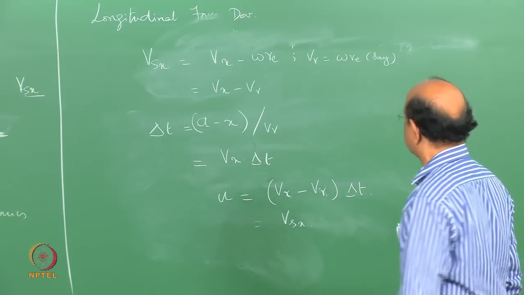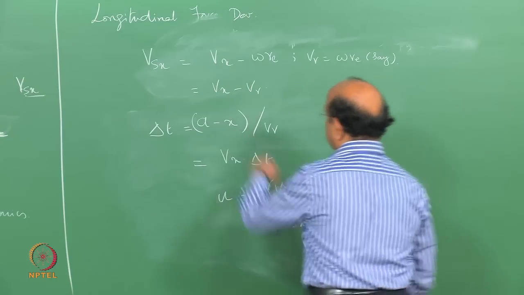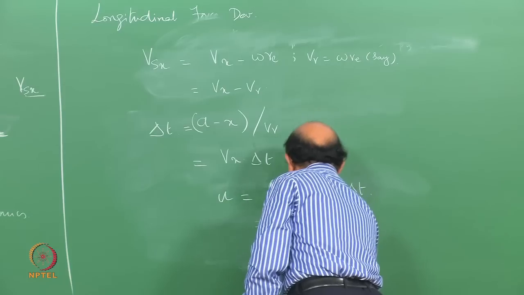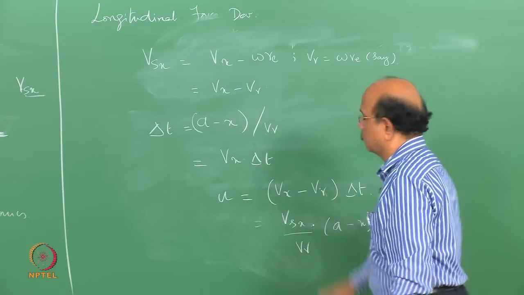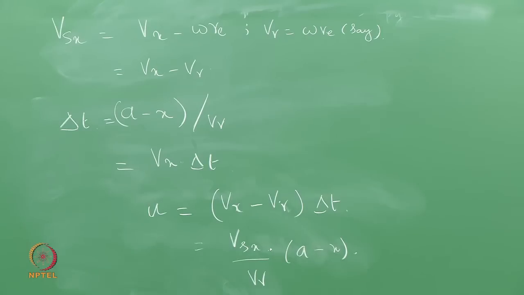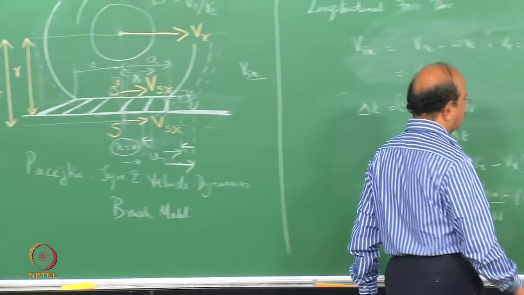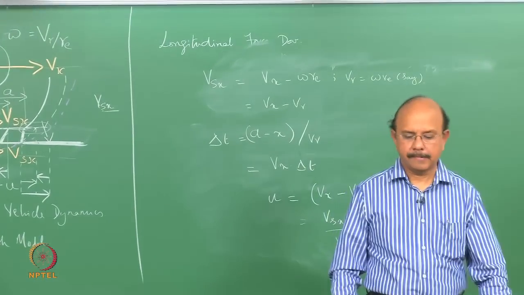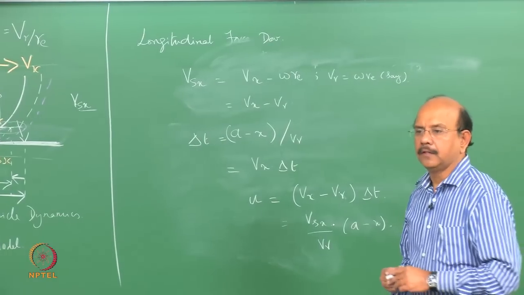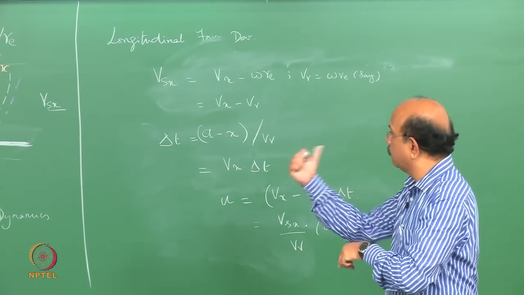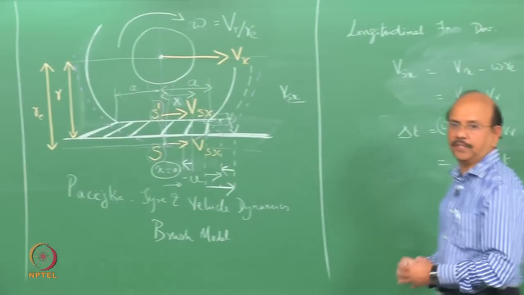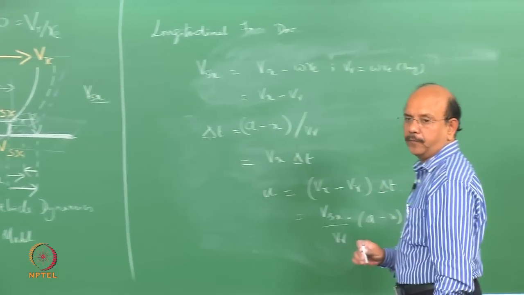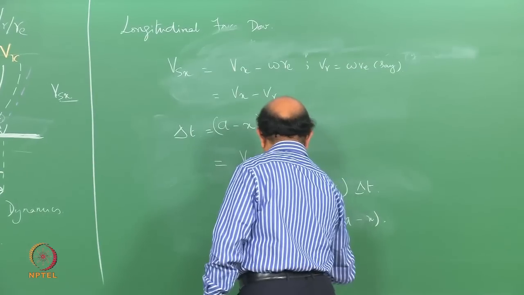That is equal to Vsx into delta t, and delta t is A minus X divided by Vr, so into A minus X. Since we are considering braking, I have to be careful, so correctly we will write Vsx into Vr A minus X. Right. Since my coordinate system is positive along this direction, the deformation actually is in the negative direction. So I have to write the deformation to be minus.